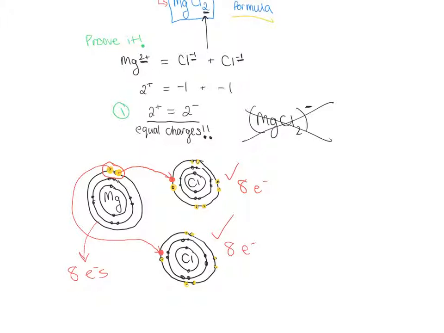So one way to prove it is just by doing the math and saying we have 2 positive charges, 2 negative charges. That's how I know that the formula is right, because we know for ionic formulas the charges always have to equal 0 because the compound itself is neutral, meaning it doesn't have a charge. Another way that you can prove it is by drawing it out and showing me that each of these electrons for magnesium gets donated to 1 chlorine each, and in order for everyone to be happy, we need 1 magnesium and 2 chlorines.